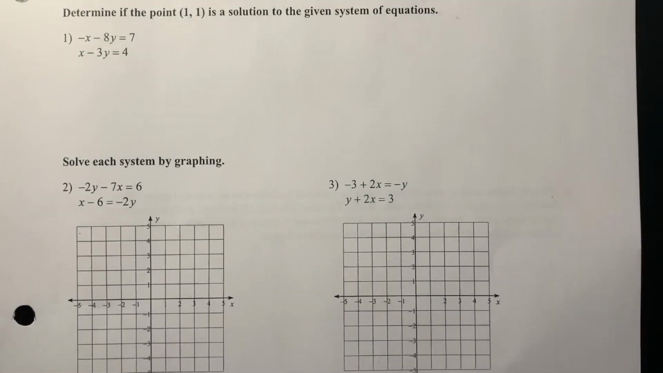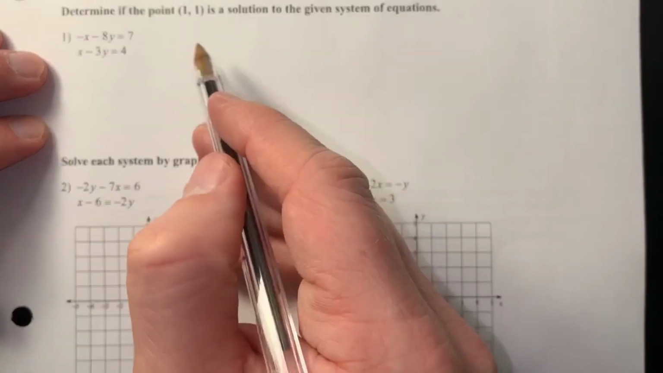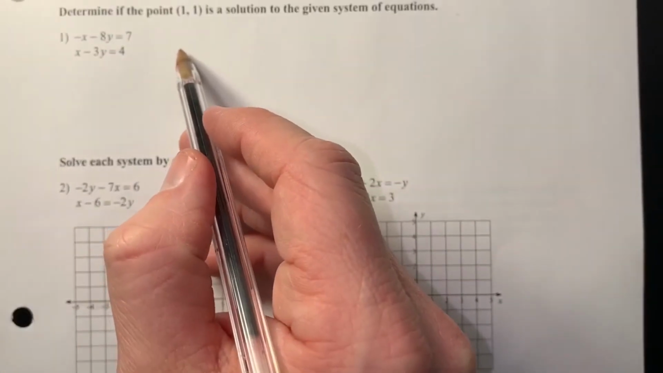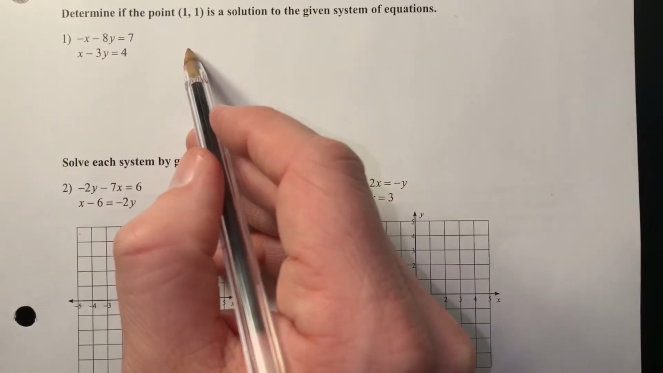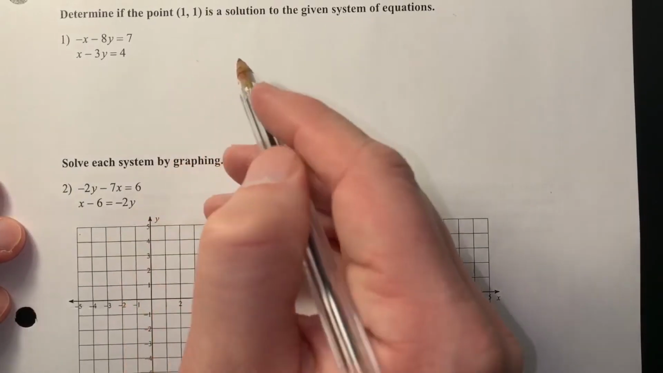Guys, I'm going to go through your chapter review with you. So here we go with number 1. Determine if the point (1, 1) is a solution to the given system of equations.